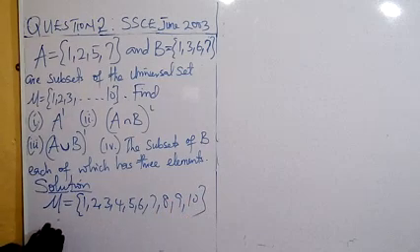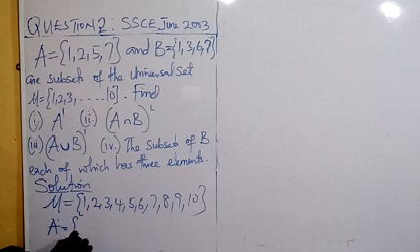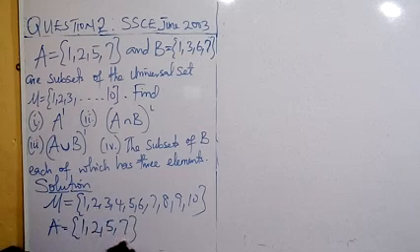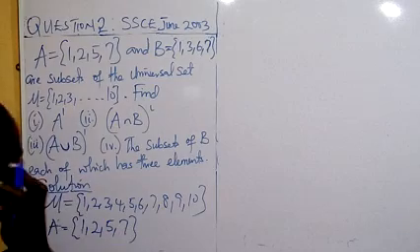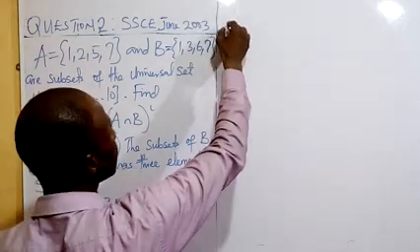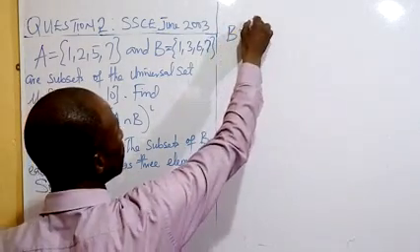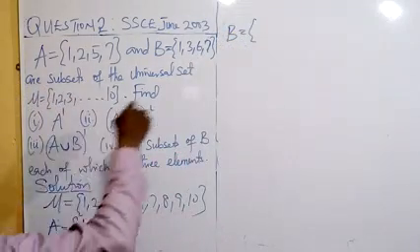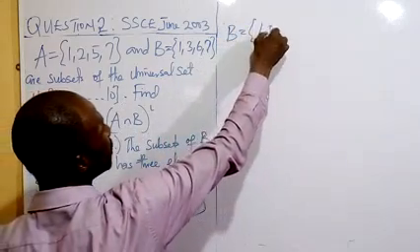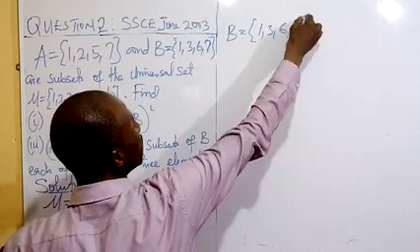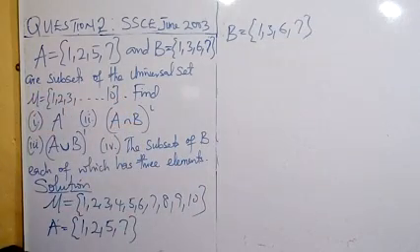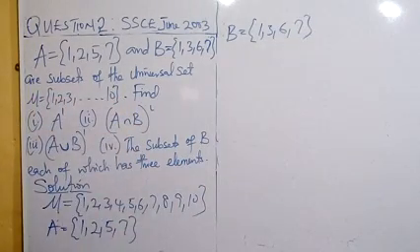These are the elements we have in our universal set. And set A, we have 1, 2, 5, 7. And B, we have 1, 3, 6, 7. That's the elements of B.